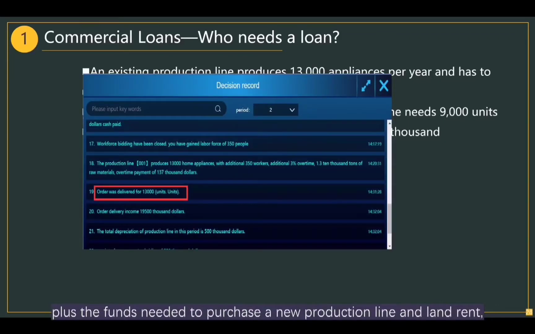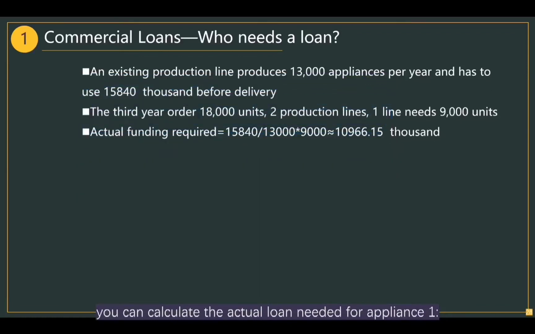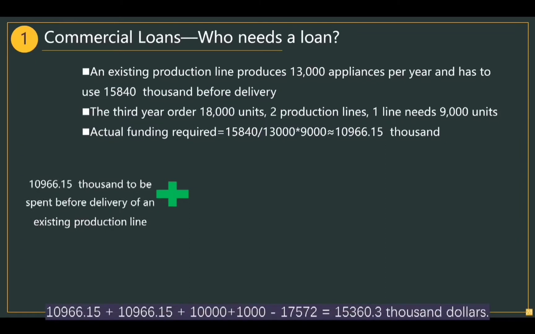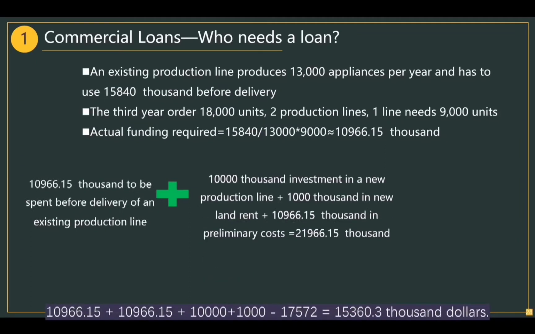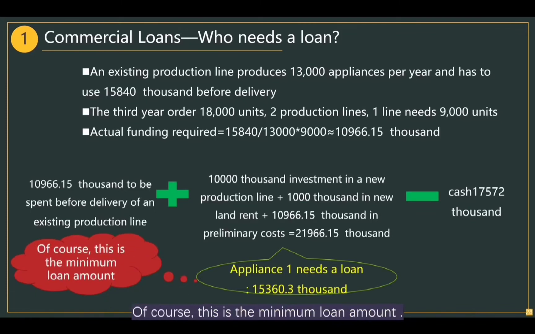Plus the funds needed to purchase a new production line and land rent, you can calculate the actual loan needed for appliance 1: $10,966.15 plus $10,966.15 plus 10,000 plus 1,000 minus 17,572 is equal to $15,360.3 thousand. Of course, this is the minimum loan amount. Thanks for watching.